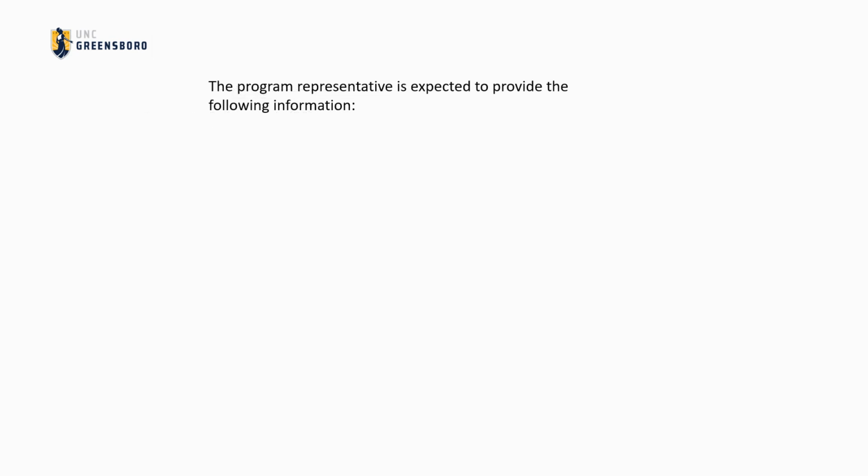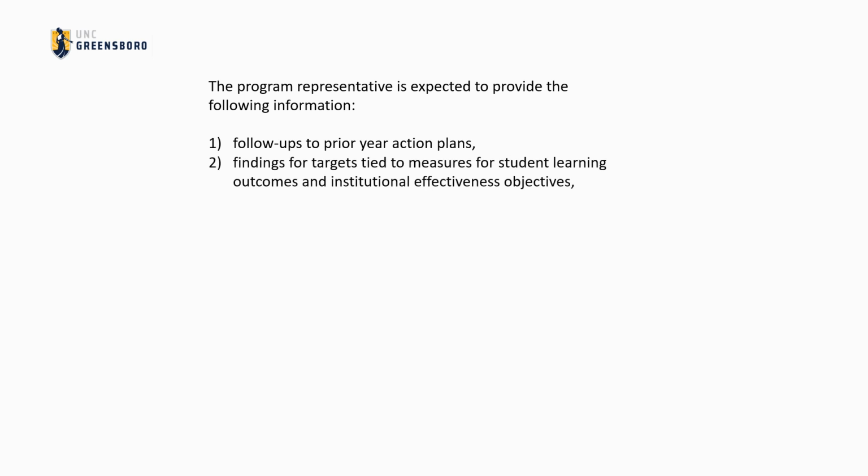The program representative is expected to provide the following information found on the template: follow-ups to prior year action plans, findings for targets tied to the measures for student learning outcomes and institutional effectiveness objectives, and new action plans for the upcoming academic year.